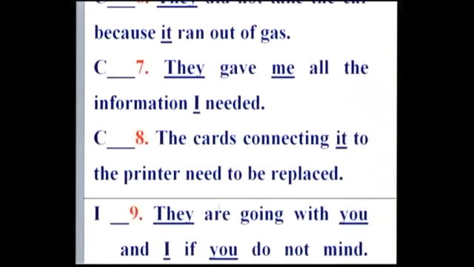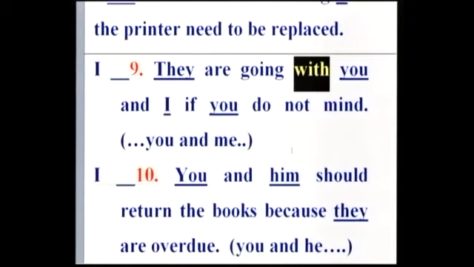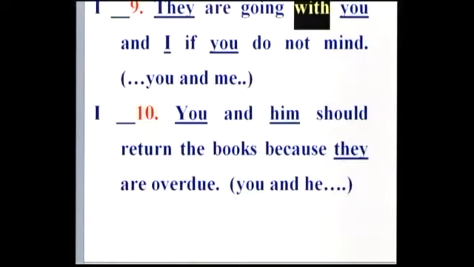The cards connecting it to the printer need to be replaced. They are going with you and I, if you do not mind. لا. They are going with you and me. Me is object like you. جايين الاثنين بعد with, which is a preposition. They are objects of prepositions, remember. You and him, لا, you and he should return the books because they are overdue.